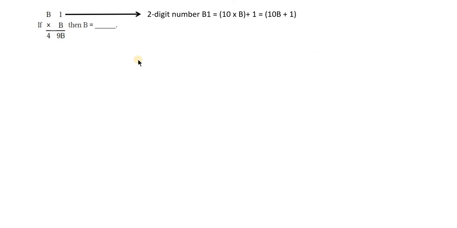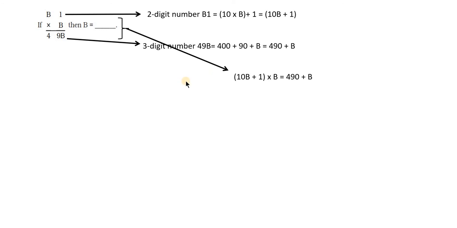Now we take 49b, the product, which is a 3-digit number. It will be expanded as 400 plus 90 plus b, which simplifies to 490 plus the unit digit b. Combining this in the complete problem, b1 into b gives 49b. It can be written as b1 as 10b plus 1, into b, a single digit number, equals the product 49b, written as 490 plus b. So this way we have got an equation with variable b.